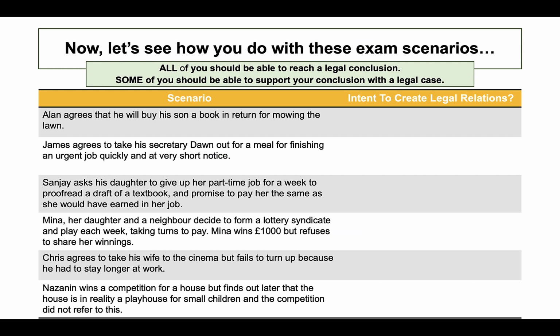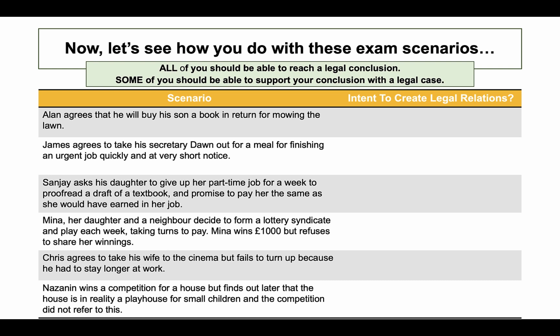Right, so as ever, some more scenarios here, and now we're asking ourselves, is there an intention to create legal relations? Starting from the position of identifying the situation as either business or social, and then knowing what you know, go with that. Pause the video if you would like, but we're about to go through the answers.